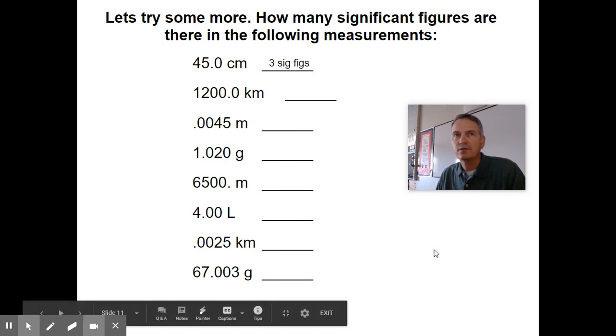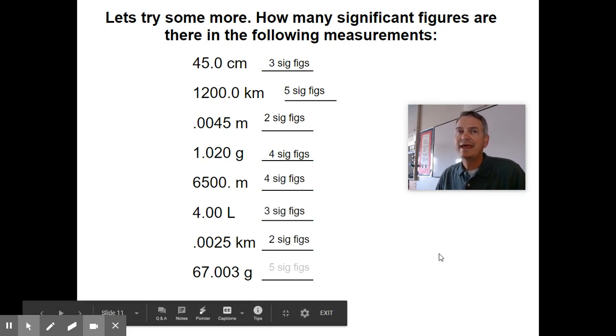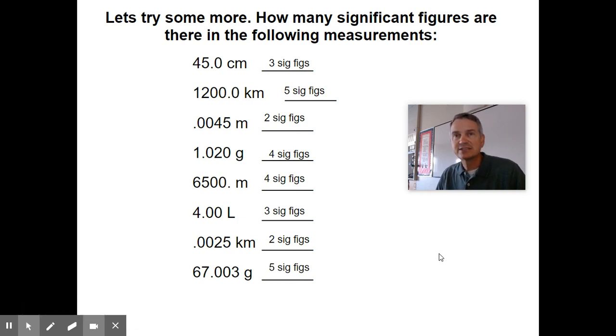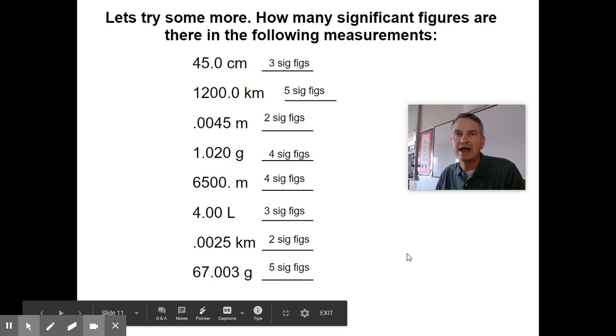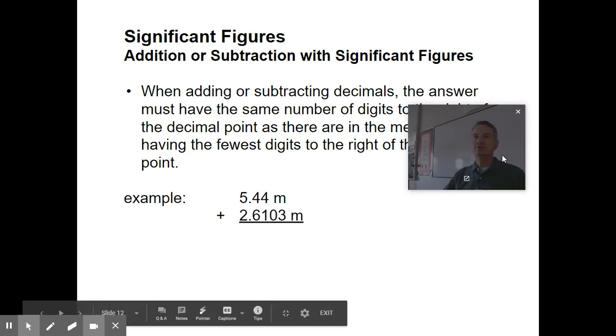Okay, so for the first one, you have 3 significant figures, 5 sig figs, 2 significant figures. Those leading zeros are not significant. 4 significant figures, 4 significant figures, 3, 2, and 5. Okay, hopefully you did pretty well on those. If you didn't, go back and look at the rules. All right, you can figure this out. I have faith that you can do that, but look at the rules and apply them to these numbers. All right, now, what do we do when we are doing calculations?